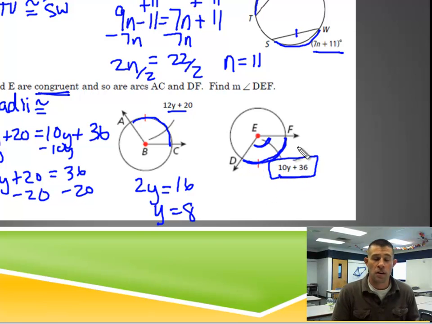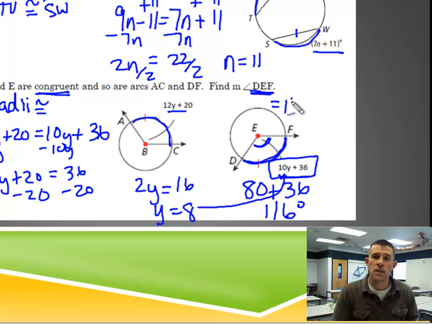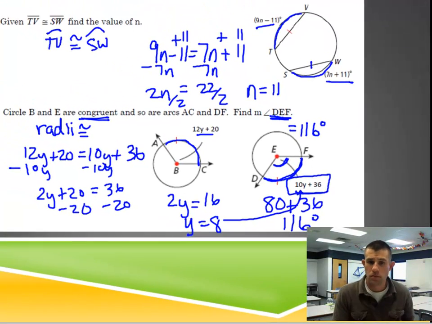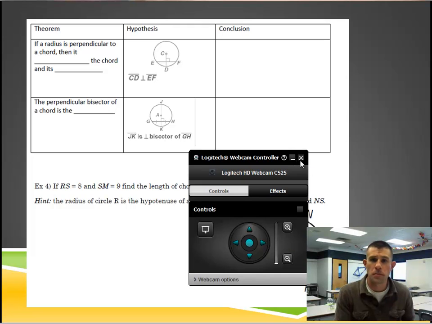And now I need to find the degree of that arc. So I plug 8 back in for y. That's 10 times 8 plus 36. That's 80 plus 36, which is 116 degrees. And I say that that's also the measure of that central angle, DEF, is equal to 116 degrees.